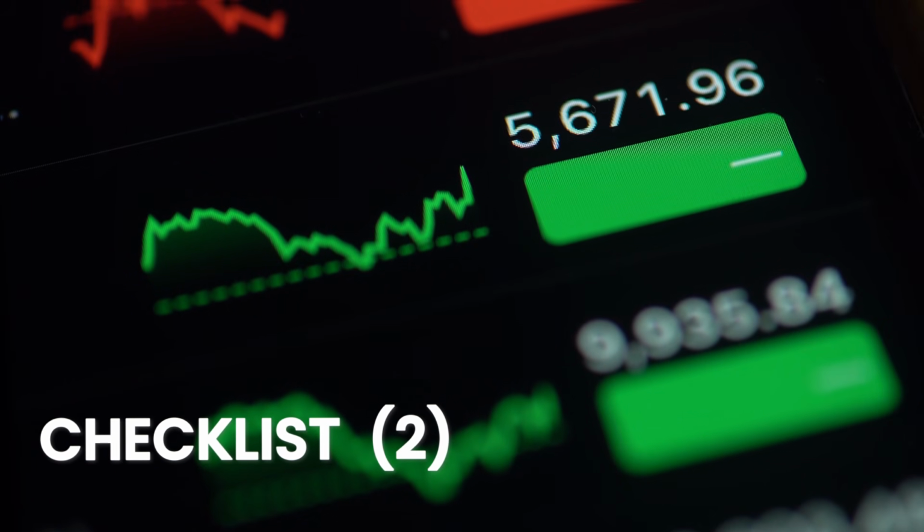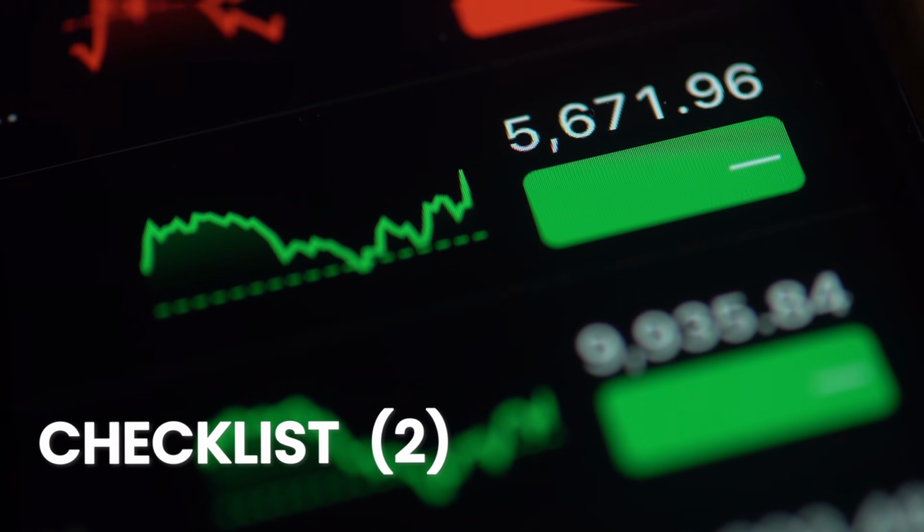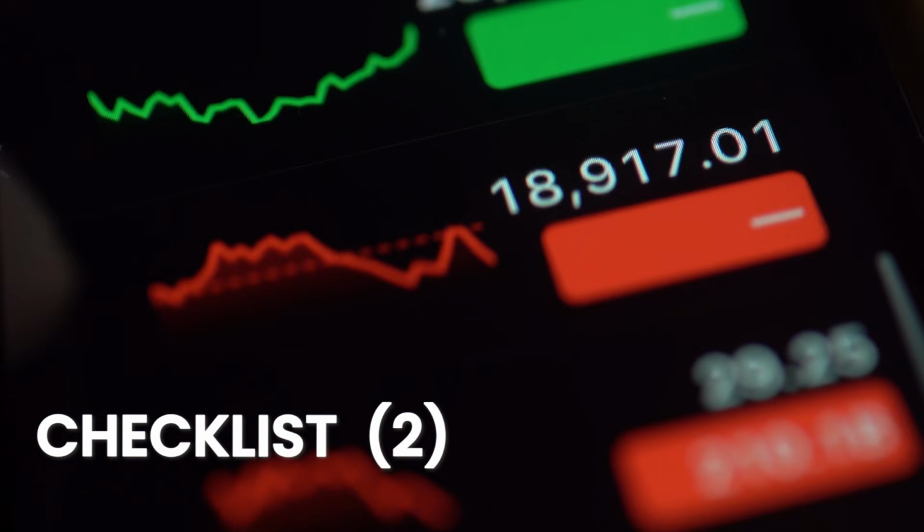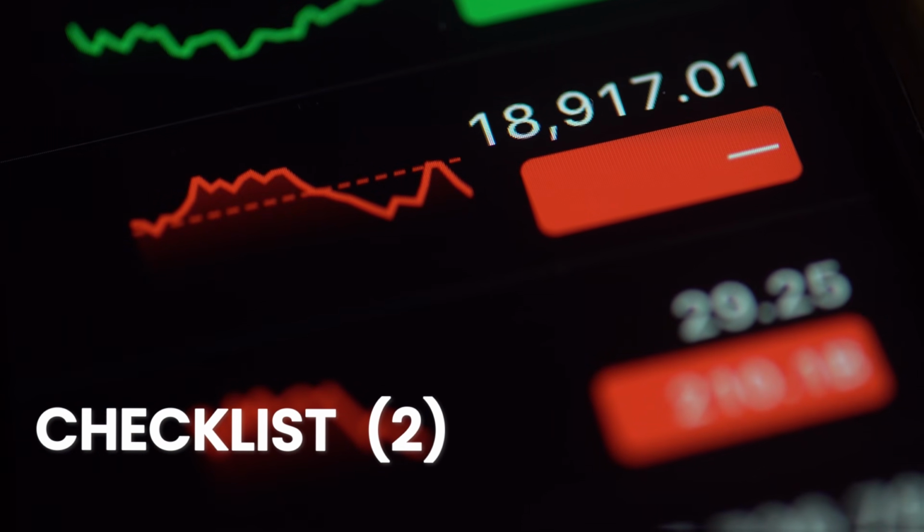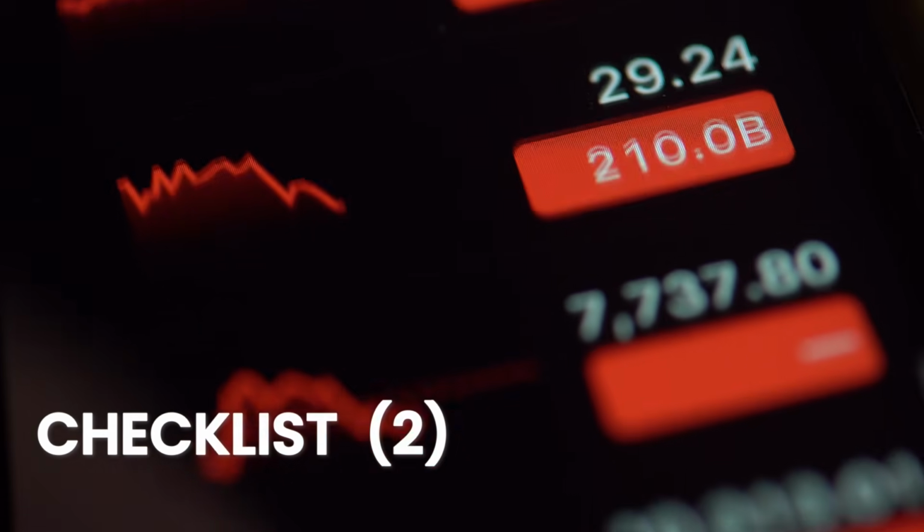Next is checklist number 2. With this setup, we'll use the push signal to capture moments where buyers or sellers are preparing to aggressively push price further in the direction of the current trend.